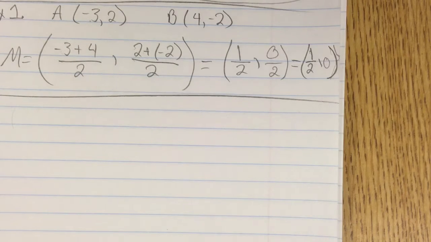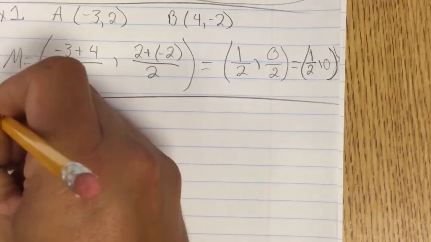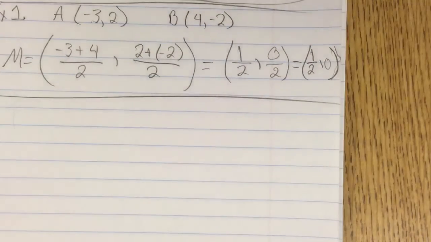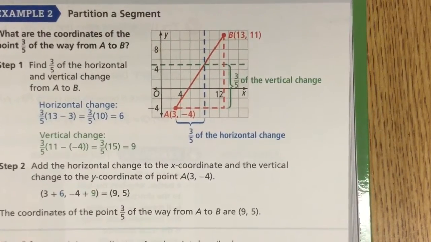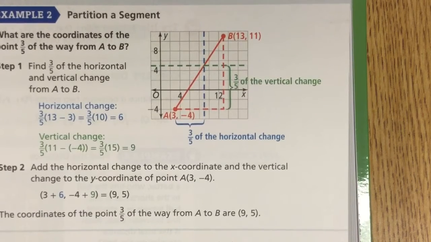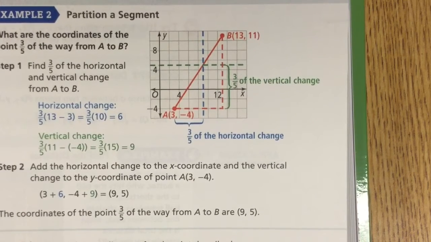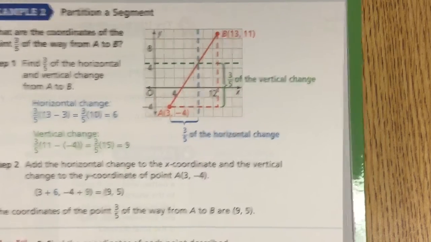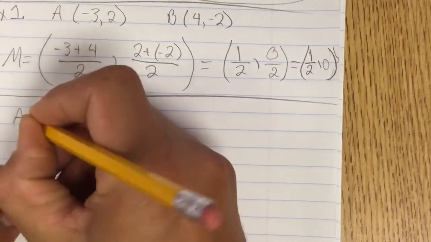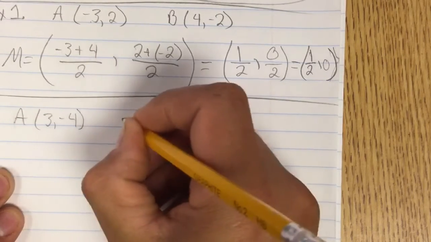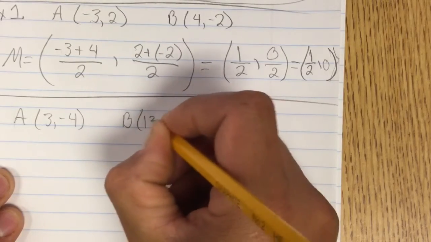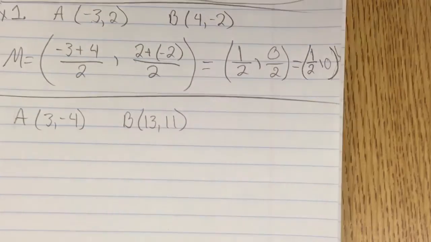So we're on example 2 now from our notes on page 23. It's going to come from that diagram there. Our first point will be A at (3, -4), and then we will go over to B at (13, 11). So I'm going to write down those points. This question says, what are the coordinates of the point 3/5 of the way from A to B?